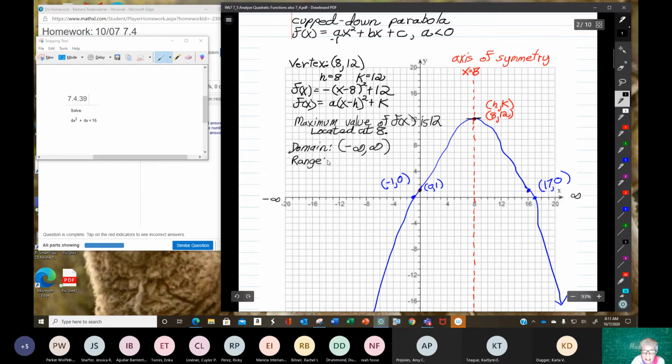We would normally think of it, but I'm going to erase this. We would normally think of the range as being from k to negative infinity. That's the way we would think of it, but it's not the way it's written in math. So let me do this the correct way. We always put the lowest number first, and that would mean negative infinity goes on the left.